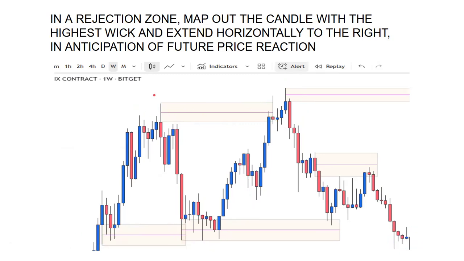Now, if we look at this rejection zone right here, which candle has the highest wick? This candle, right? So what we do, we map out the wick of that candle in anticipation of future price reaction. You can see our price came there after a couple of weeks. It fell to the downside.